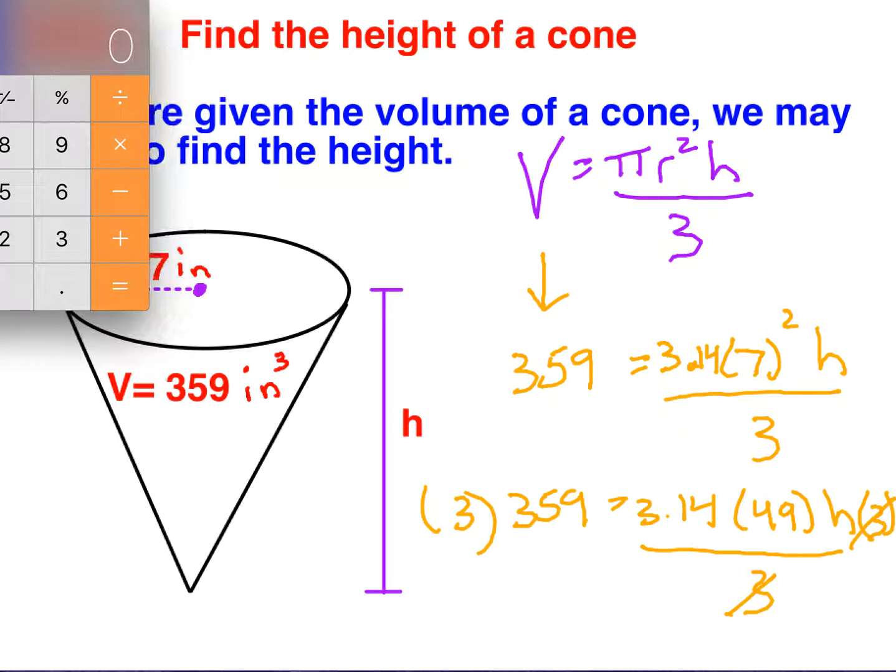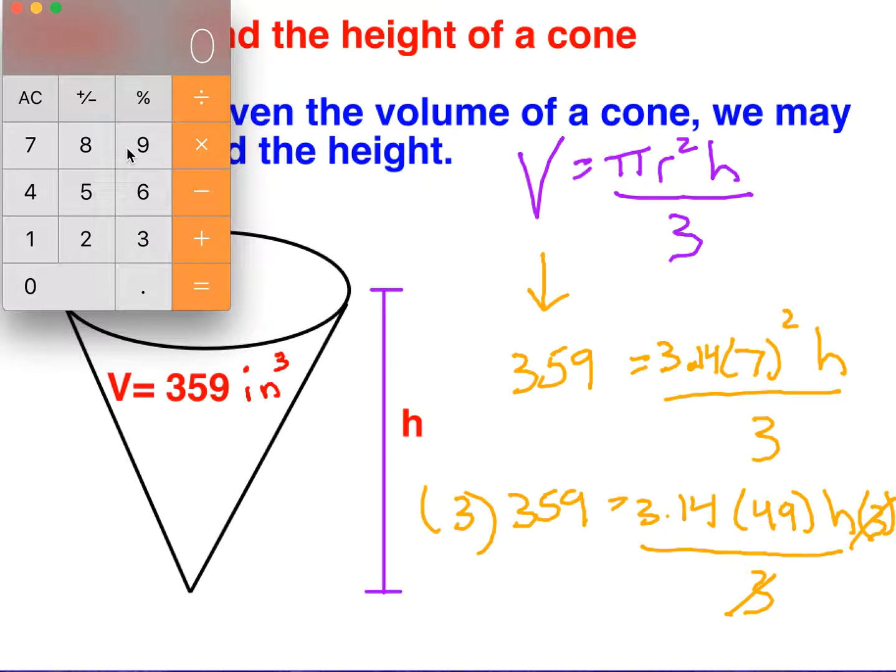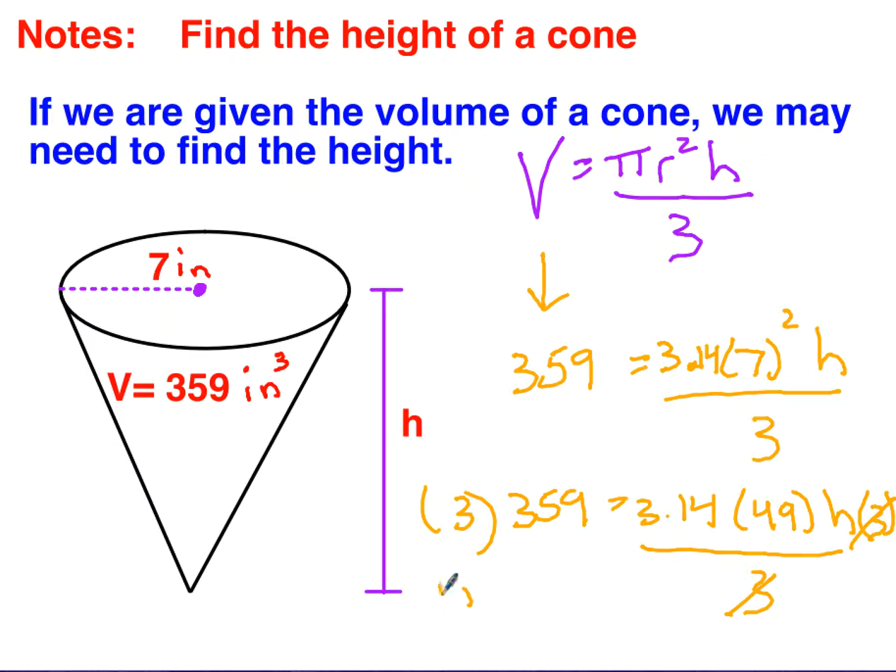Let's put it over here. Okay, so I do have 359 times 3, and that's going to give me 1077. So 1077 equals, and now I can bring down everything else that I have. Now it might look like a much simpler equation where I just multiply 3.14 times 49, and then I have to divide in the end.